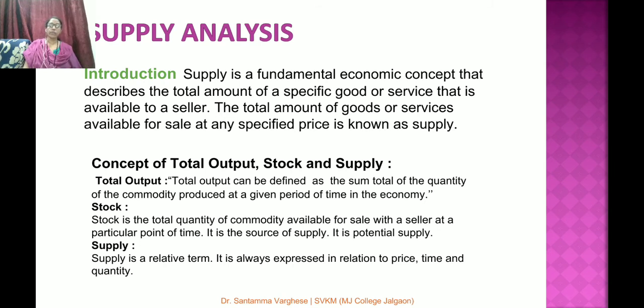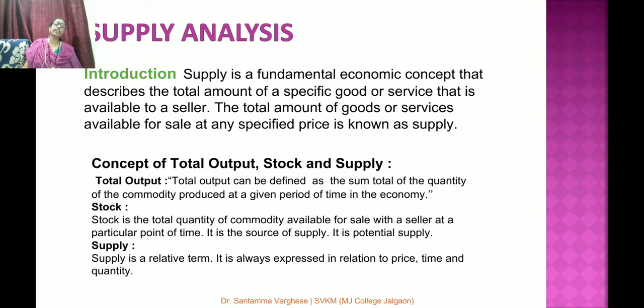Next it is stock. Stock is the total quantity of a commodity available for sale with a seller at a particular point of time. It is the source of supply. Stock is the source of supply. Without stock, you can't supply. If you are a seller and a consumer comes and asks you about a particular product, you will say, oh, it is not in my stock. So I am not able to give that product.